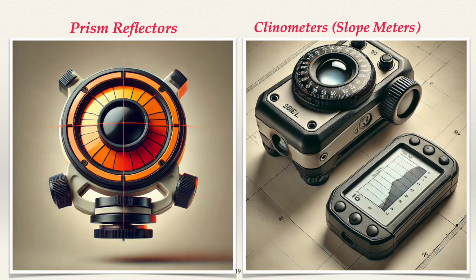Clinometers, slope meters. Clinometers are used to measure the slope or inclination of terrain, and the functions are: it measures angles of elevation or slope, especially in hilly or uneven terrain, ensures that slope data is accounted for in tower placement and design, and is used for measuring slopes and elevation differences during route and detailed surveys.